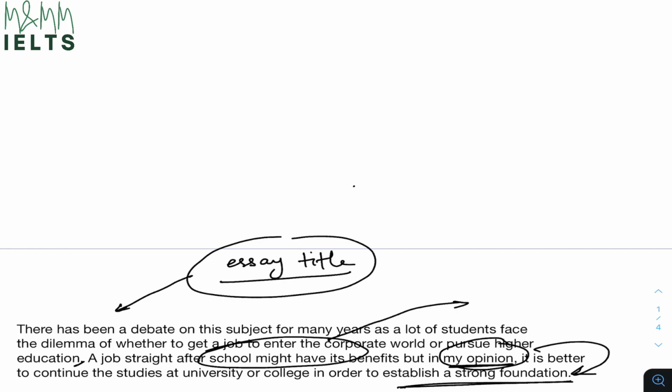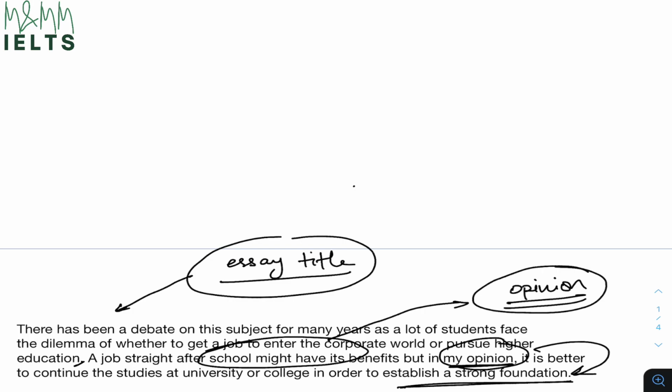Now, obviously, I haven't given any detailed explanation as to why I do not prefer going to work straight after school, why I prefer going to a university straight after school, or I have not given any example. All I have done is I have satisfied one of the conditions, and that is, what is your opinion?